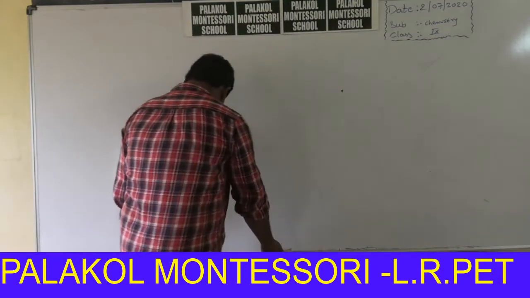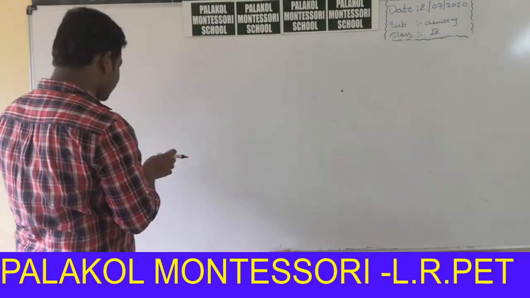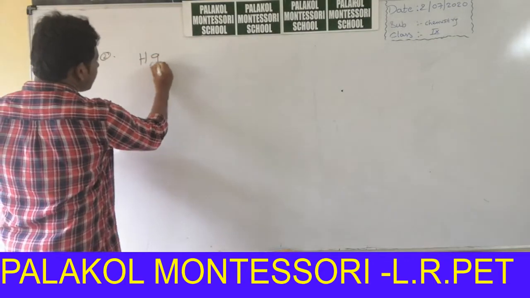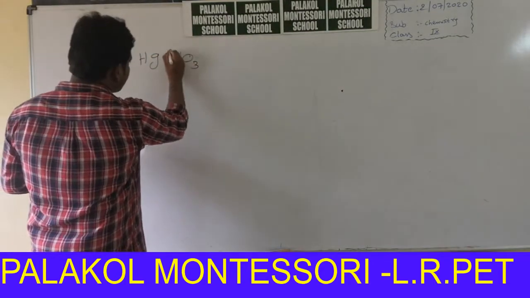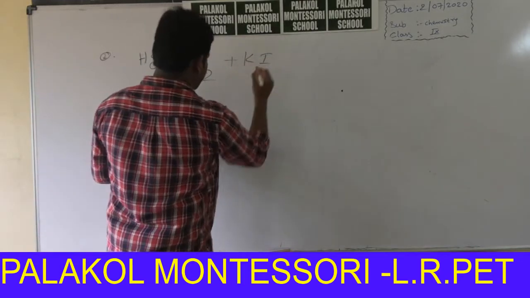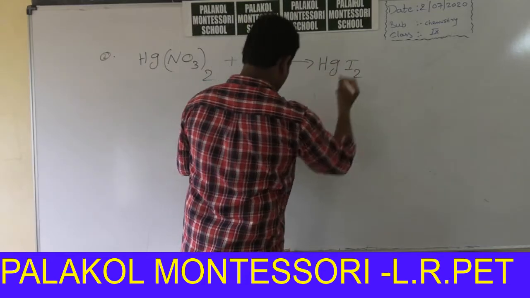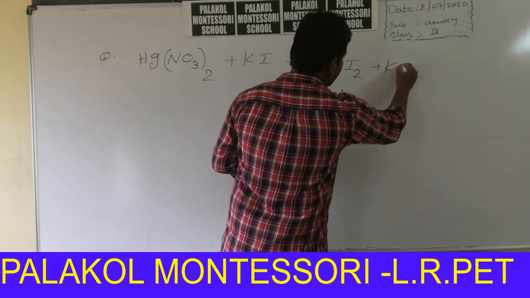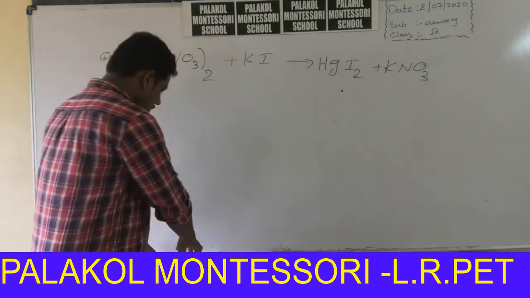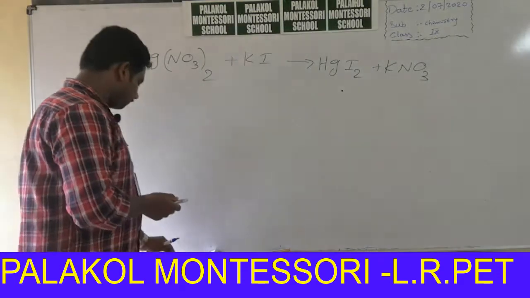So another example there in your syllabus. Write down second example. Example 2: 2HgNO3 plus KI, which gives HgI2 plus KNO3. Hg means mercury. Now I will balance, then I will give homework for you.